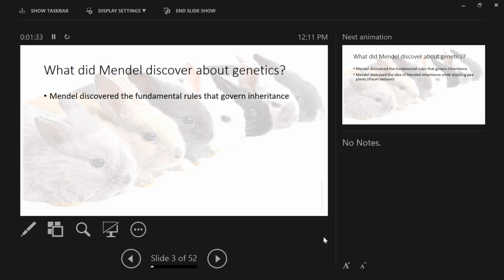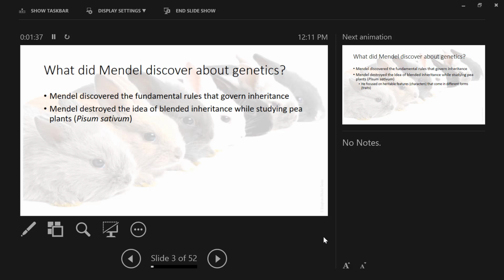And so Mendel discovered that it actually doesn't work. He discovered that blended inheritance is not the case at all, that things actually rather travel in very predictable ways, and that they tend to come in pairs.